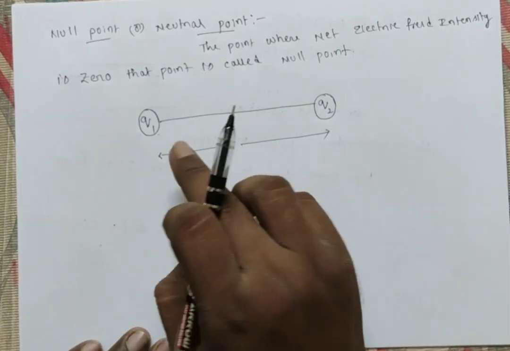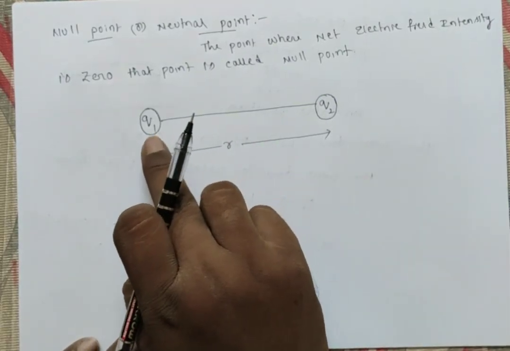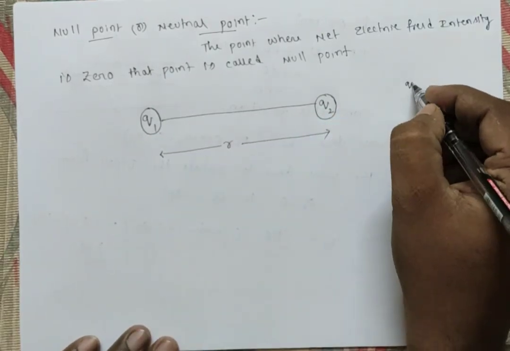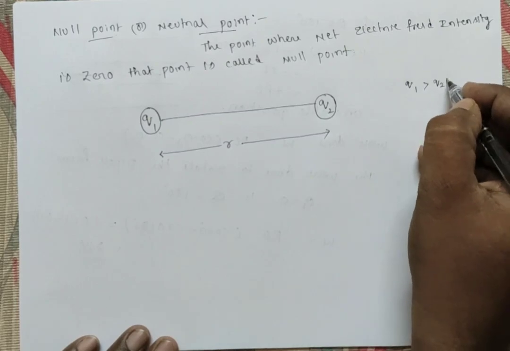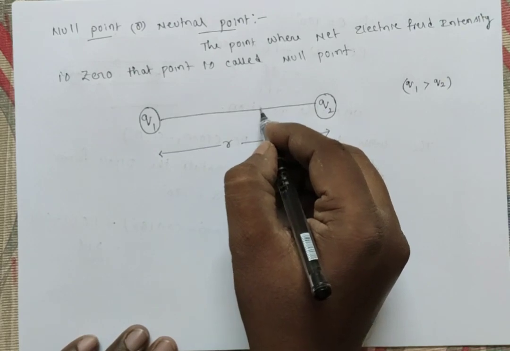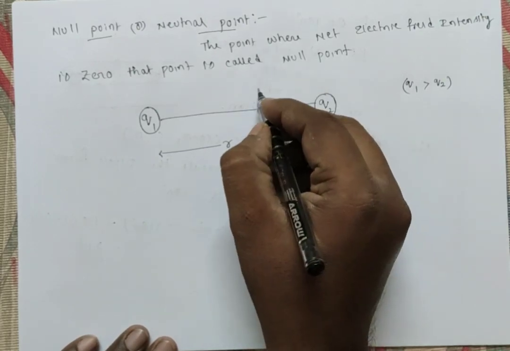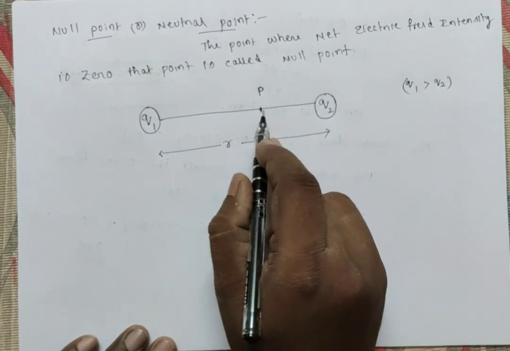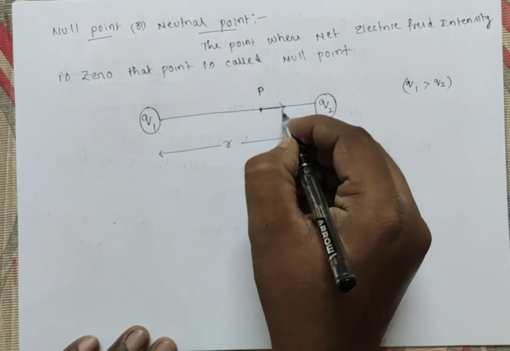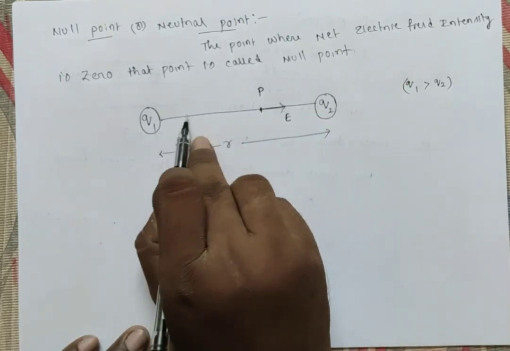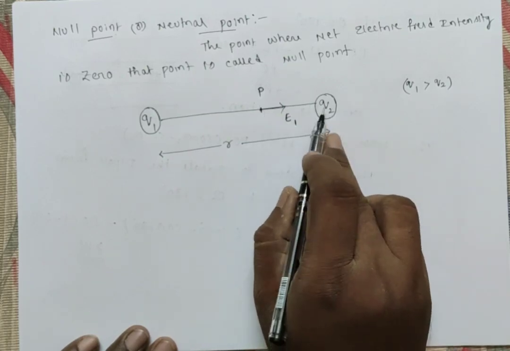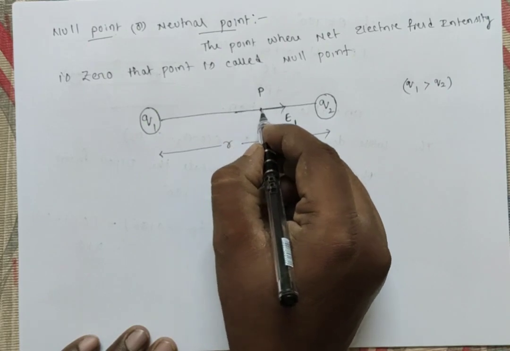I am taking that Q1 is greater than Q2. Let us take a point P here. The electric field intensity at point P due to Q1 is away from it, since the electric field due to positive charges is away from it. That is E1. The electric field intensity at point P due to Q2 is also away from it. That is E2.